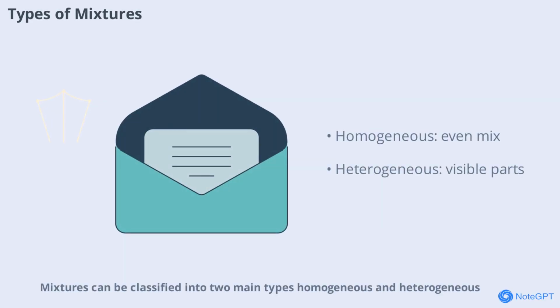Mixtures can be classified into two main types, homogeneous and heterogeneous. In a homogeneous mixture, the substances are evenly mixed and you can't see the different parts, like salt dissolved in water. In a heterogeneous mixture, you can see the different substances, like a fruit salad. Understanding these types helps us identify mixtures in our surroundings.